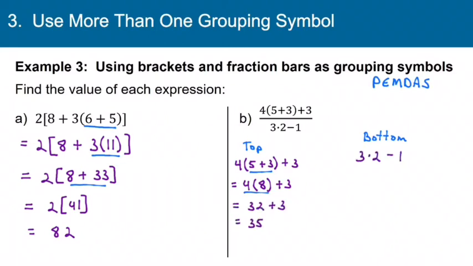And then for the bottom, it's much simpler. We have 3 times 2 minus 1. We'll need to do the multiplication first. That would give us 6 minus 1, which is 5.